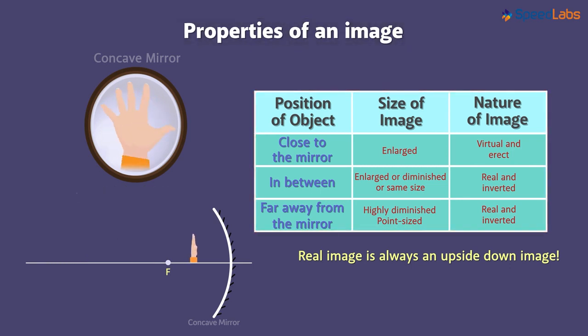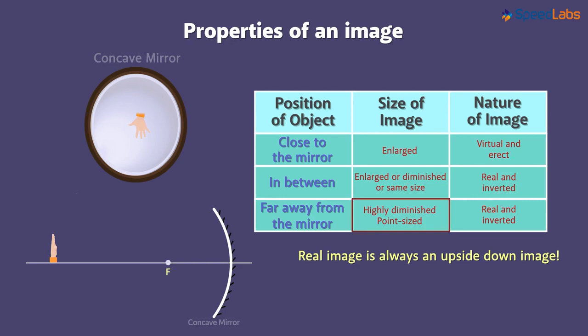Let's quickly review these properties. If the object is close to the concave mirror, then its image is bigger in size compared to the object and it's a virtual image. As I keep moving the object away from the mirror, the size of the image keeps on increasing until one particular position where the image is huge in size. From there on, the image will be real and inverted, but its size keeps on reducing. And when the object is very far away from the mirror, the image is highly diminished and point-sized.